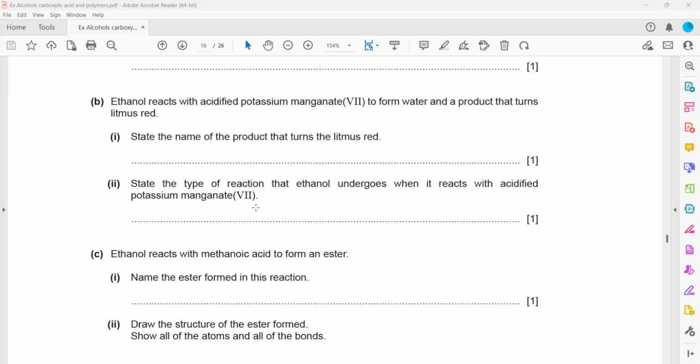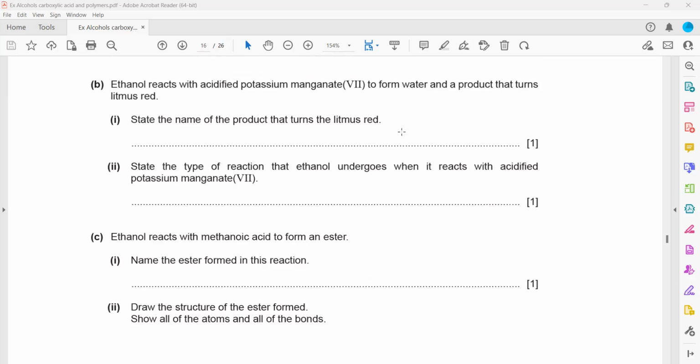Then ethanol reacts with acidified potassium manganate to form water and a product that turns litmus red. What will be formed if we use an oxidizing agent and ethanol is there? A carboxylic acid. Which acid? Ethanoic acid. And state the type of reaction that ethanol undergoes. Oxidation.